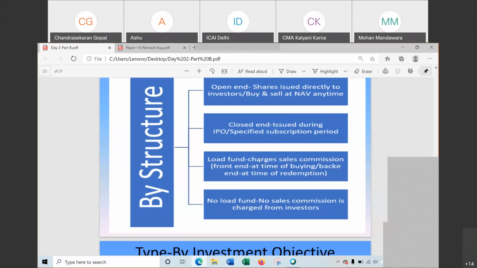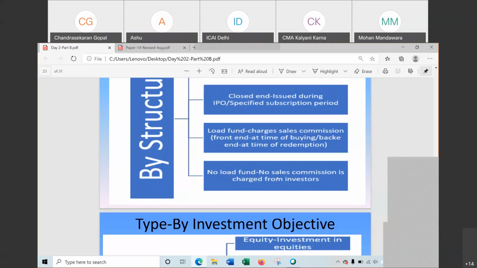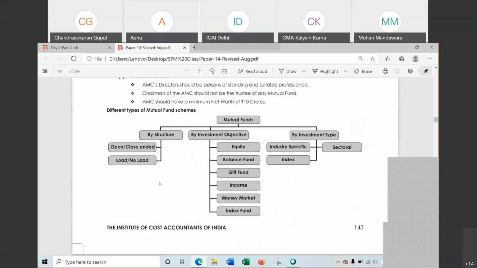In load fund, mutual fund commission is charged from the investor. If it is charged at the time of buying, then this is front end. If sales commission is charged by the mutual fund company at the time of redemption of unit, that is called back end load fund. So load fund means sales commission is charged front end at the time of buying and back end at the time of selling. No load fund means no sales commission is charged. So by structure, this is open end, closed end.